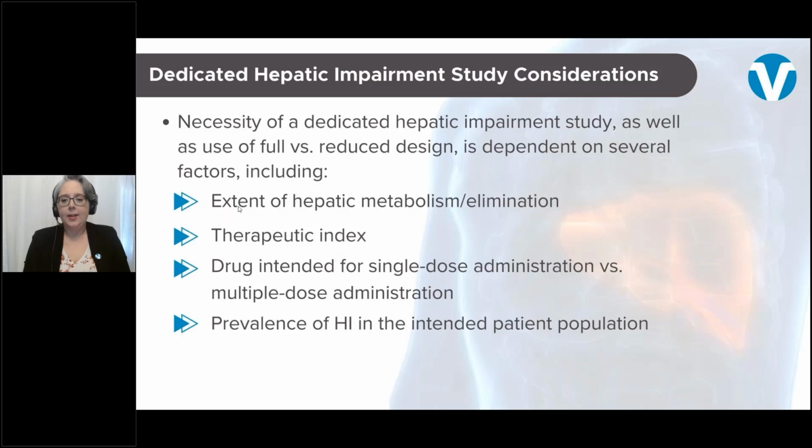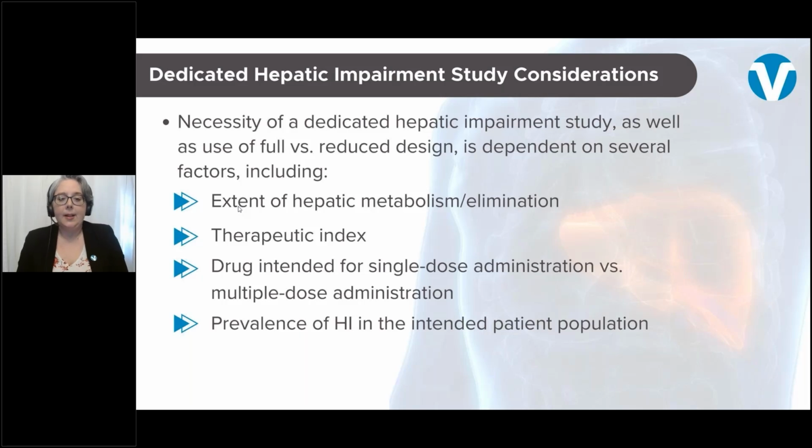So before we get into those specific tools, it's also important to note that the clinical pharmacology considerations go into the decision as to whether to have a dedicated hepatic impairment or renal impairment study in the first place. So first, looking at a hepatic impairment study, I don't have all the details from the guidance here, but just glossing over, there's definitely an overview of considerations for where a dedicated hepatic impairment study is required, as well as when a reduced study design may be appropriate or other approaches.